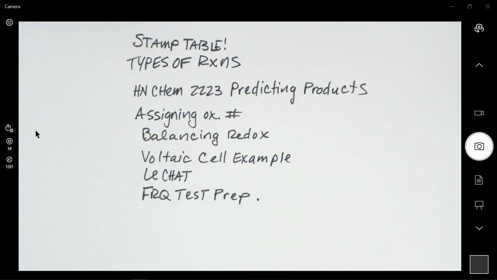Wait, isn't this right there? This right here is separated, and then that's 2, and this is 6. Yeah, sure.